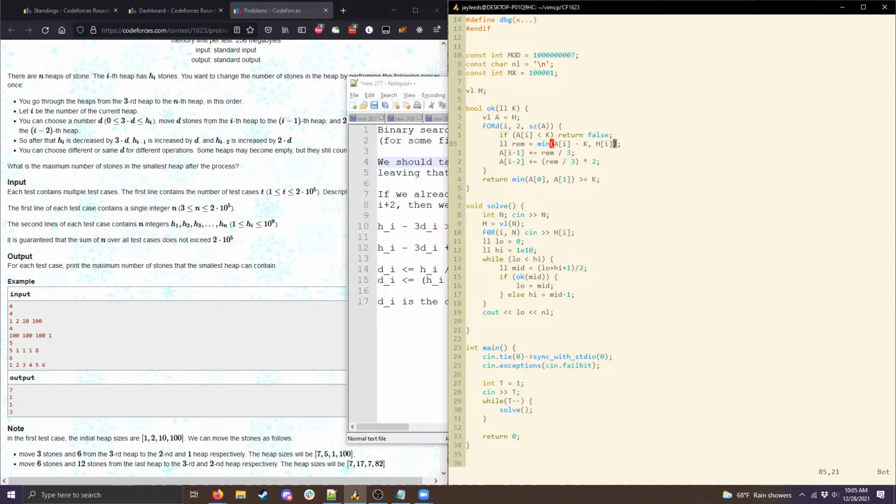So we need to make sure that after adding stones from the next two piles, and then performing our removals, we're left with k. Secondly, we can't remove more than h of i stones from the current pile, because h of i is the number of stones we have when we process this pile, and so we can't be left with a negative number of stones. And from there, I just process the move.